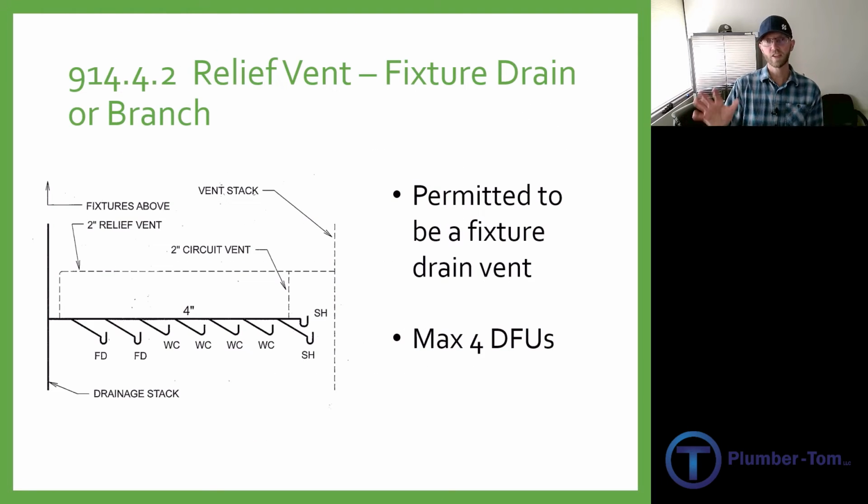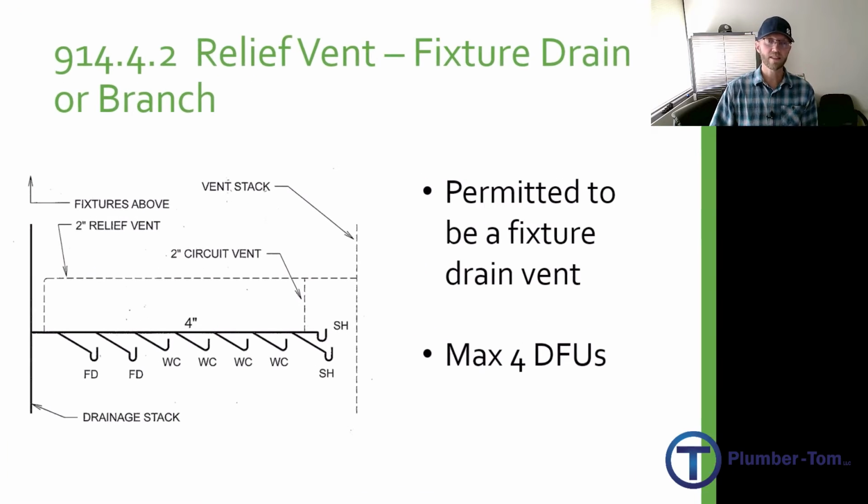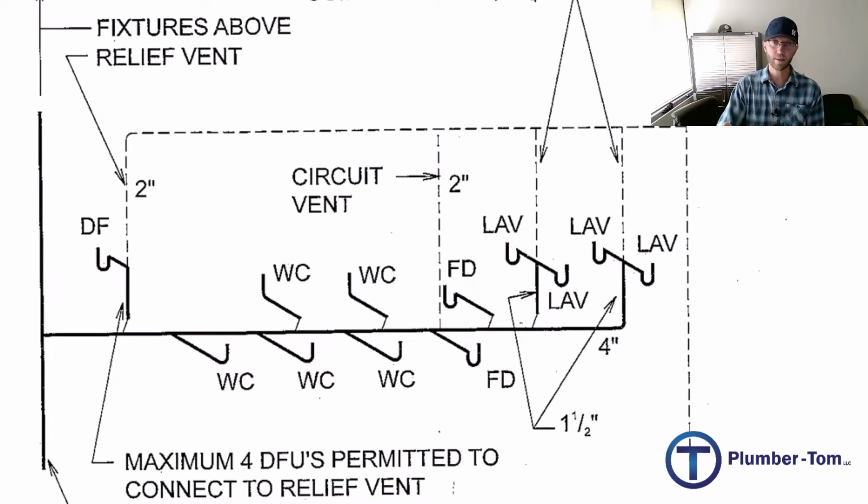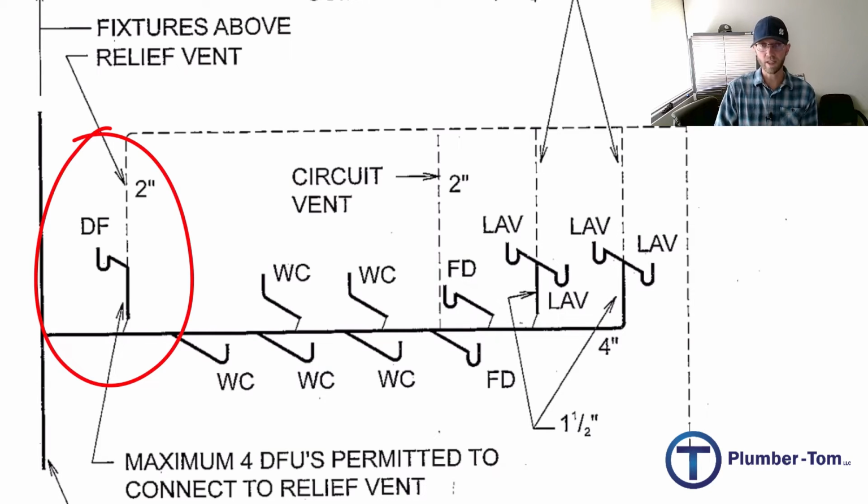Now we talked about how the circuit vent has to be a dry vent, but the relief vent for a circuit vent can be a wet vent. It can have drainage fixture units up to 4 coming into that. So we see in this diagram on the far left, we've got the stack that's catching fixtures from above. This circuit is going to be coming into that, and there's a relief vent, and they're using that as a drinking fountain drain as well, but that provides relief to the fixtures.